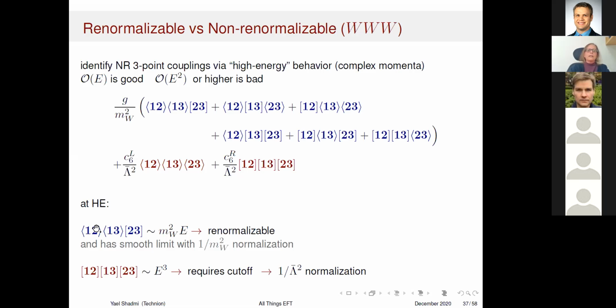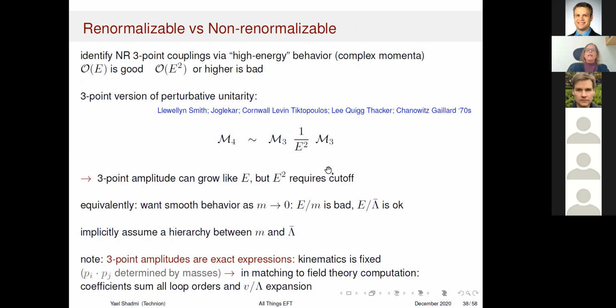So at high energies, these blue structures scale like m squared times E, and that means in particular that they have a smooth limit even if we include a 1 over m squared. So from the fact that they scale with the energy, we can conclude that they're renormalizable. On the other hand, the red structures here scale like E cubed, and these guys require a cutoff. They require a 1 over lambda bar squared normalization. So essentially what we're doing here is we're saying order E is good, order E squared or higher is bad and requires a cutoff. And that's really a 3-point version of perturbative unitarity.